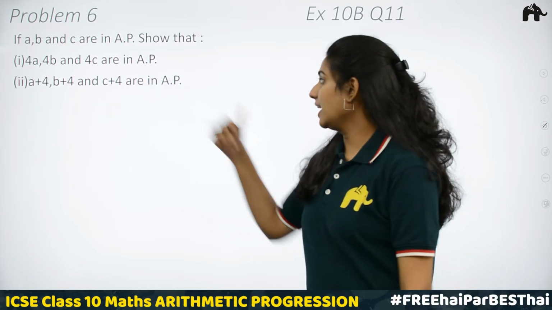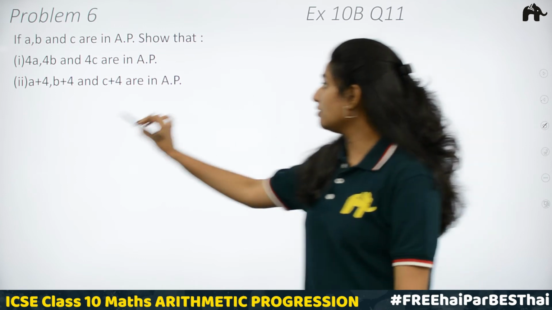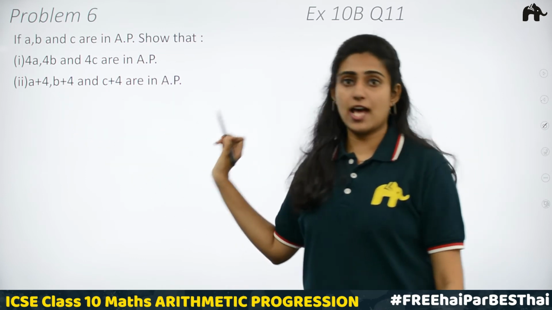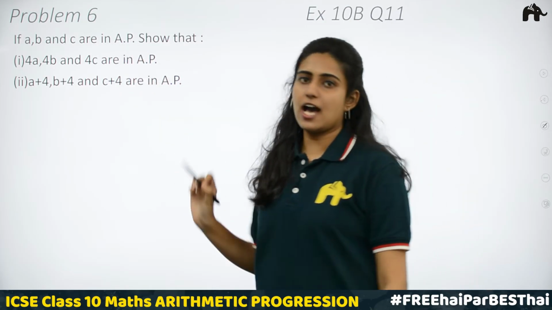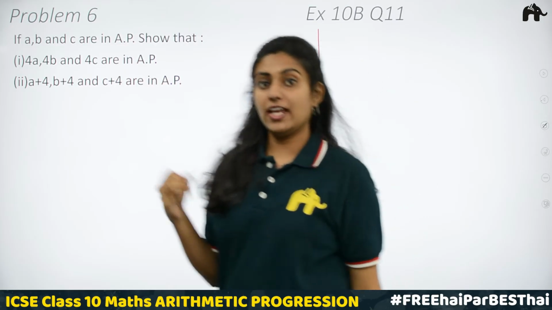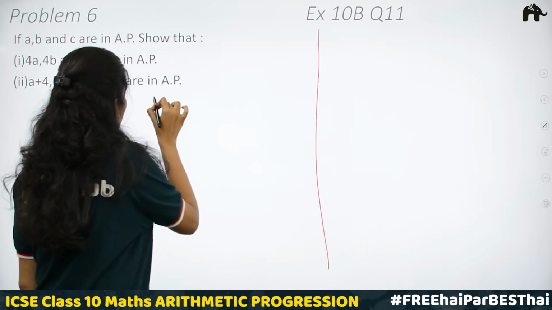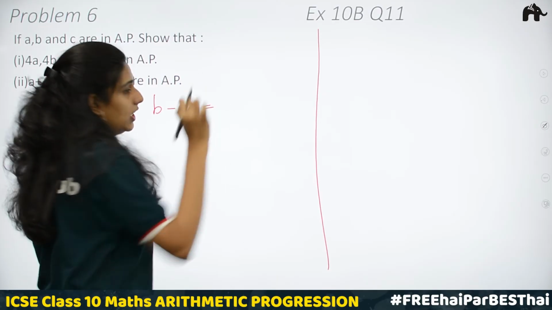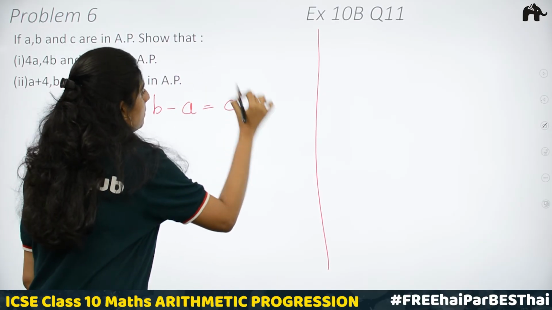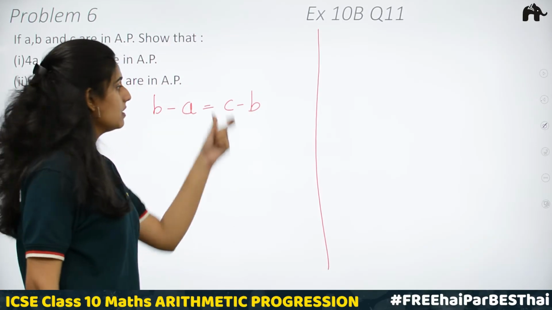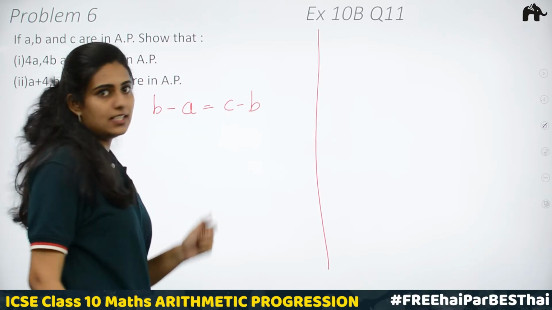Now we will solve the second part. In the second part, we have to show that A plus 4, B plus 4 and C plus 4 are in AP, if A, B, C are in AP. Same steps. If A, B, C are in AP, we can write second term minus first term is equal to third term minus second term. Here A is the first term, B is the second term and C is the third term.